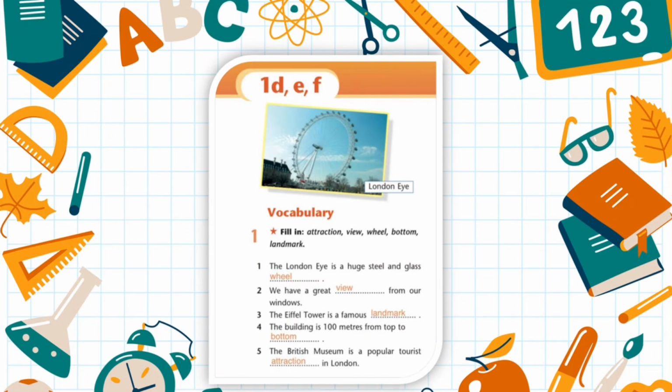Exercise 1. Fill in. The first sentence. The London Eye is a huge steel and glass wheel. The second. We have a great view from our windows. The third. The Eiffel Tower is a famous landmark. The fourth. The building is 100 meters from top to bottom. The fifth. The British Museum is a popular tourist attraction in London.